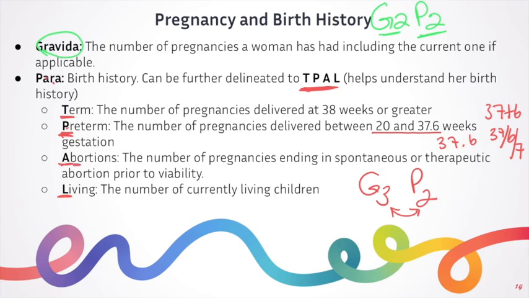The A stands for abortions. It's the number of pregnancies ending in spontaneous or therapeutic abortion prior to viability. A spontaneous abortion is a miscarriage. How I would ask her that is if she's ever had any miscarriages or abortions. I just say it straight out like that, and then hopefully they tell you. And then living is how many kids they currently have living.